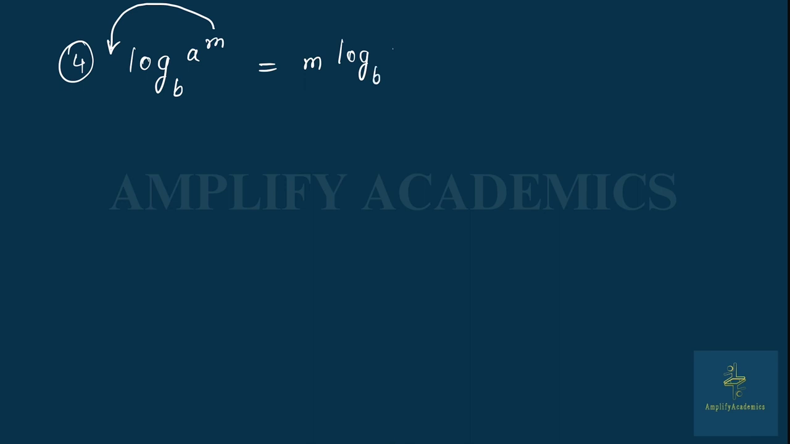The fourth property, log base b, argument a, and let's say we have an exponent or the power m on a, which is the argument. We can bring this m, the power, in front of log and rewrite this as m log base b a. You can also do the reverse thing. You can also take the m and put it back on the argument as the power, so you can do that as well.